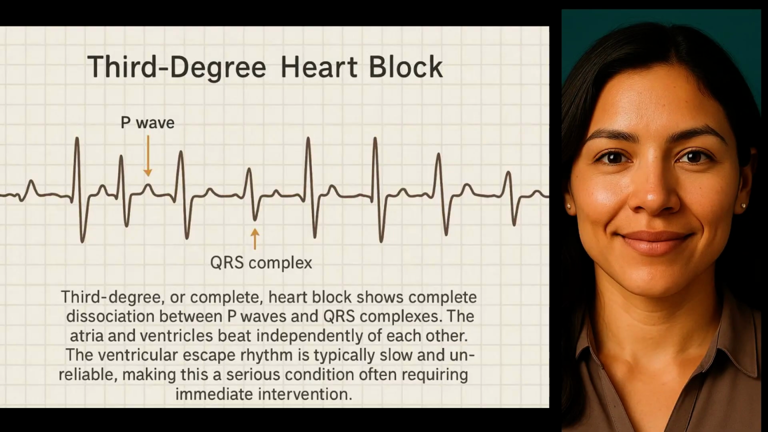Third-degree or complete heart block shows complete dissociation between P waves and QRS complexes. The atria and ventricles beat independently of each other. The ventricular escape rhythm is typically slow and unreliable, making this a serious condition often requiring immediate intervention.